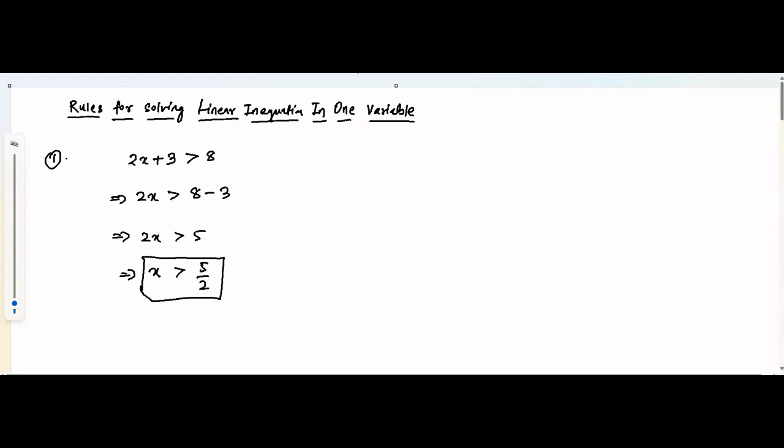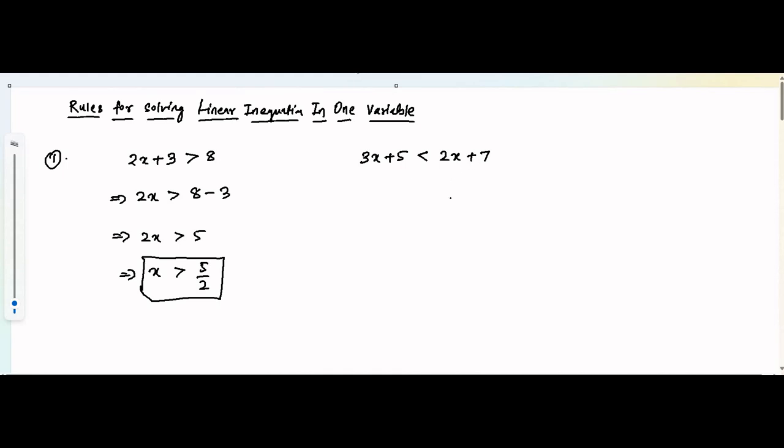Here I have used another rule which I will be discussing in just a few minutes. So this is one situation. Another situation is, let's say, 3x plus 5 is lesser than 2x plus 7. Okay, the situation is like this.